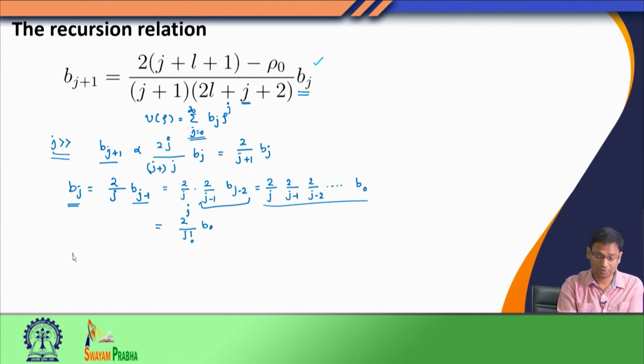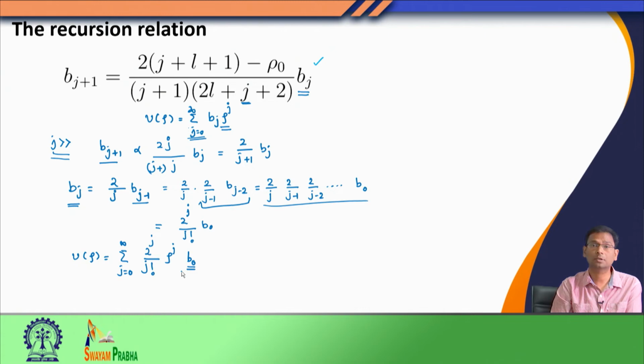So, you would see V of rho, if I apply this over here, j goes from 0 to infinity. I have 2 to the power j over j factorial, and I am writing this rho to the power j here, multiplied by this constant B 0. B 0 is the unknown coefficient in this power series expansion. So, this is a constant anyway, this is a coefficient. So, I am bringing it out and then I am simplifying this.